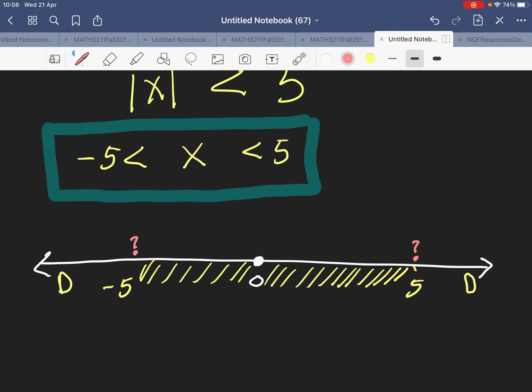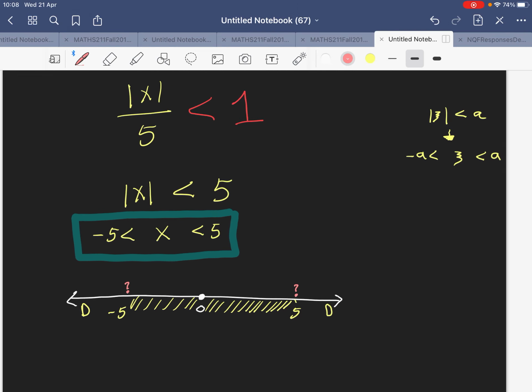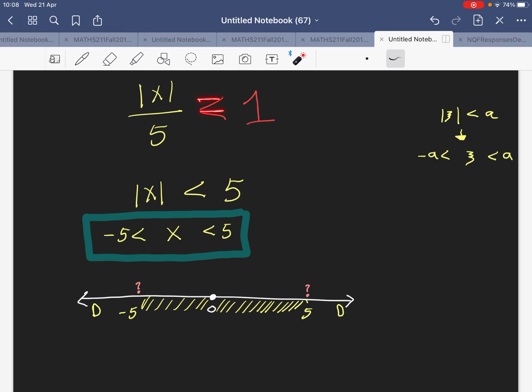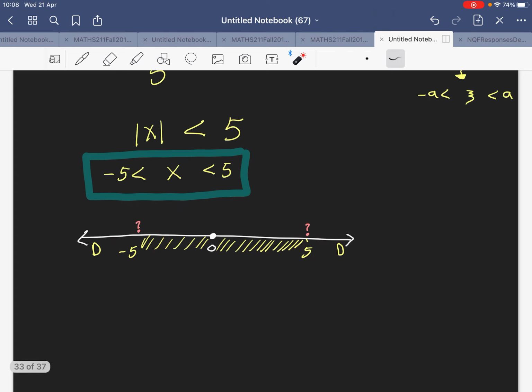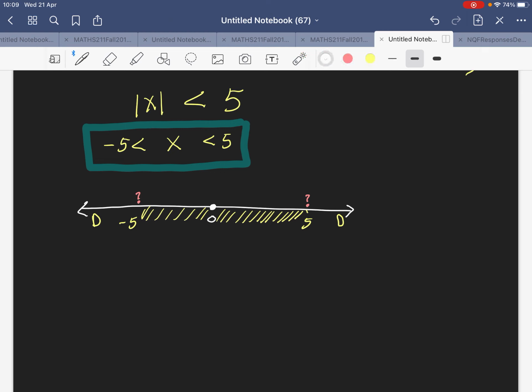Why? Because at 5 and minus 5, the answer will be equal to 1. Now, if you remember in the ratio test, if we have the limit exactly 1, this means the test is inconclusive. You need to check it by another test. So this side is divergence, this side is divergence, but those are question marks. So how do we do them? We just check them separately. So next, check the endpoints separately.